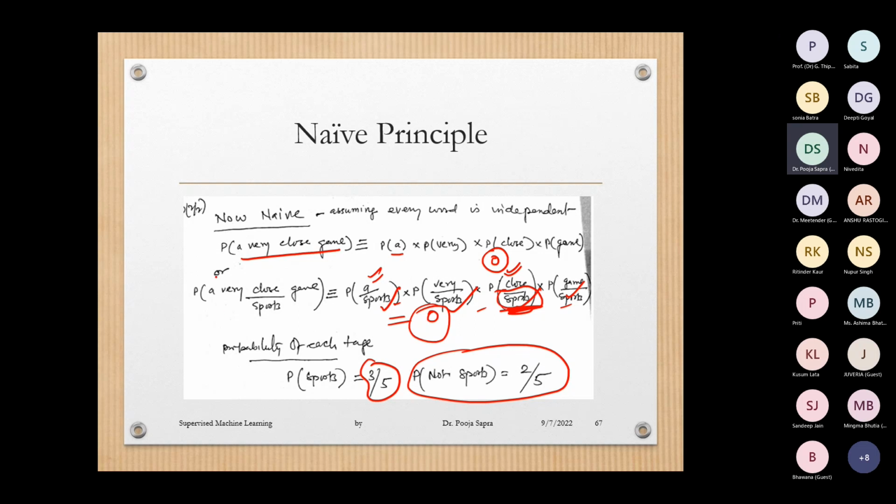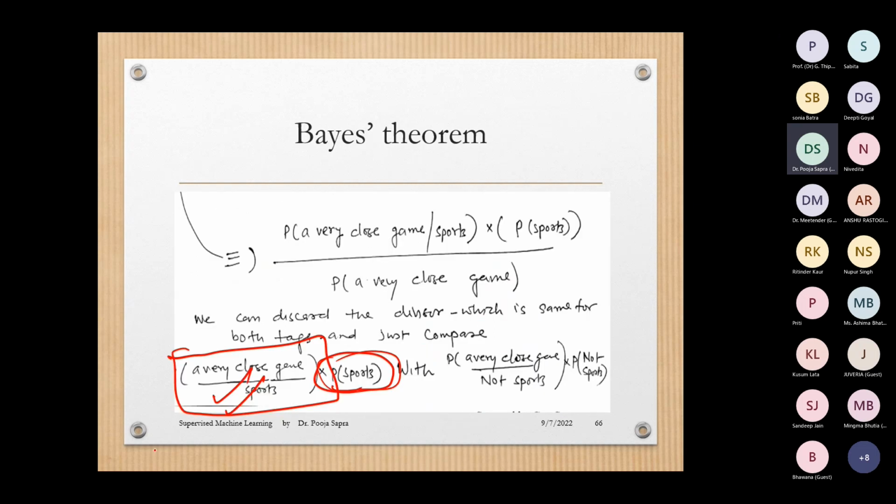I'm repeating. I found the probability from Bayes theorem. In that, we required two things. One thing was this probability of sports, and this thing was there. This thing we are going to find with the help of the Naive principle. This thing we know because there were a total of 3 from the sports category out of 5. So 3 by 5. This is 2 by 5.